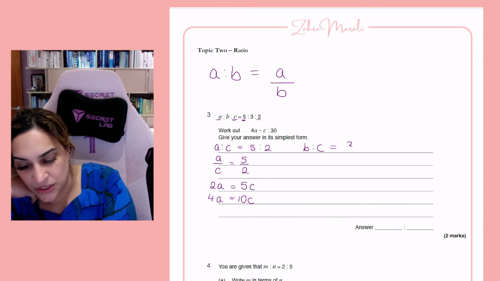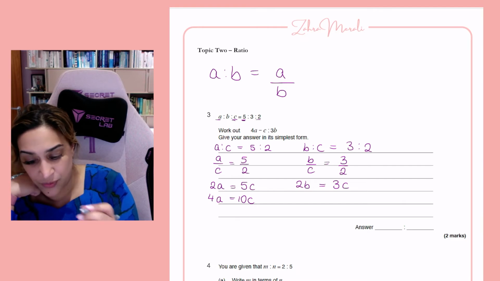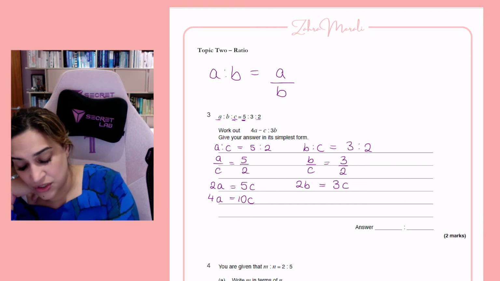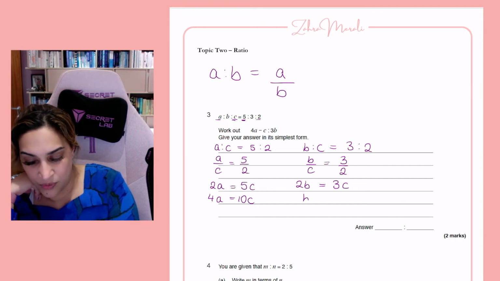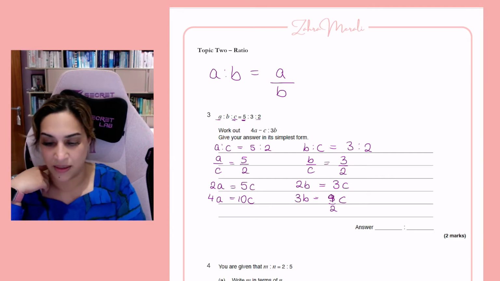Then we're going to look at B to C. B to C is 3 to 2, so B divided by C is 3 over 2. That tells us 2B's is equivalent to 3C's. So we have 3B's on the other side. So 1B would be 3 over 2 C, so 3B's would be 9 over 2 C.